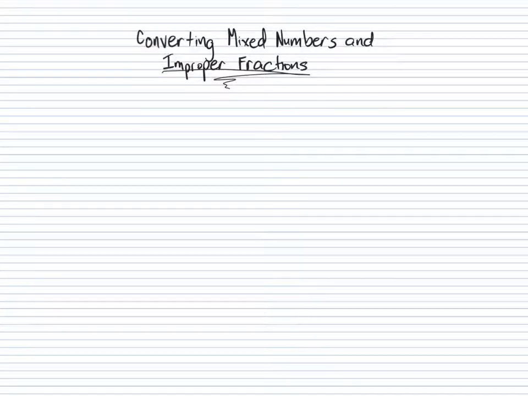Hi, in this video we'll be converting mixed numbers to improper fractions and improper fractions to mixed numbers. But before we start, I do want to talk about what each one is and why it's important to be able to convert from one to the other. All right, so an example of an improper fraction is 7 over 5, and I'll tell you why.